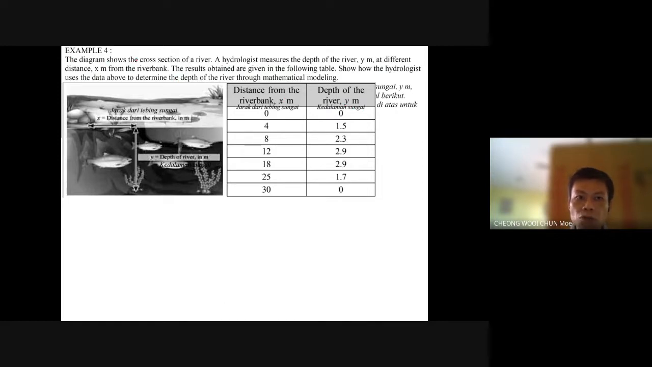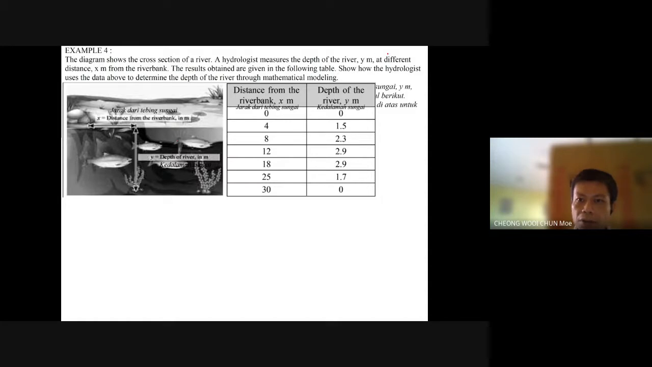Okay, the diagram shows the cross section of a river. Okay, so this is the river. It means this is the river flowing, the water flowing like this. Okay, and then we cross section it, cut it. A hydrologist measures the depth of the river. So this is the depth from the surface of water to the bottom of the river. Okay, so this is the depth. If you look at the diagram, the middle one will be, of course, if you see other rivers also, it is the same, the middle one will be the deepest.